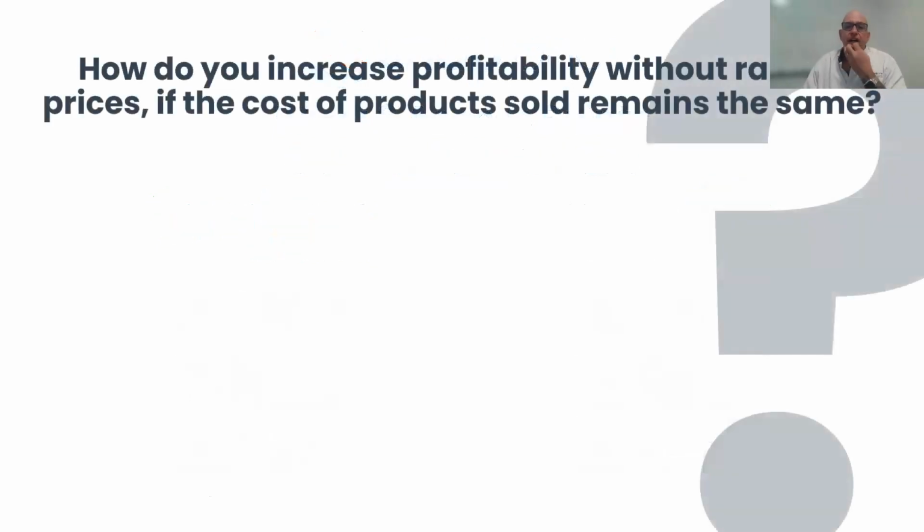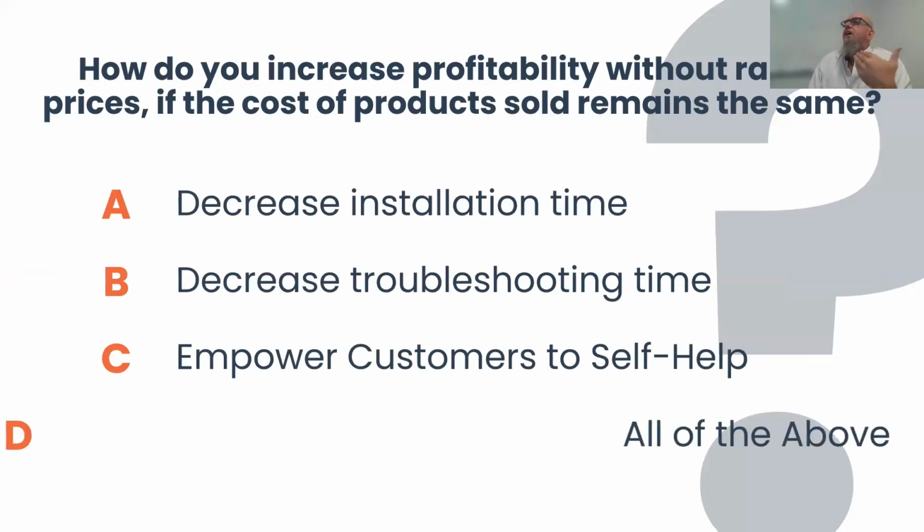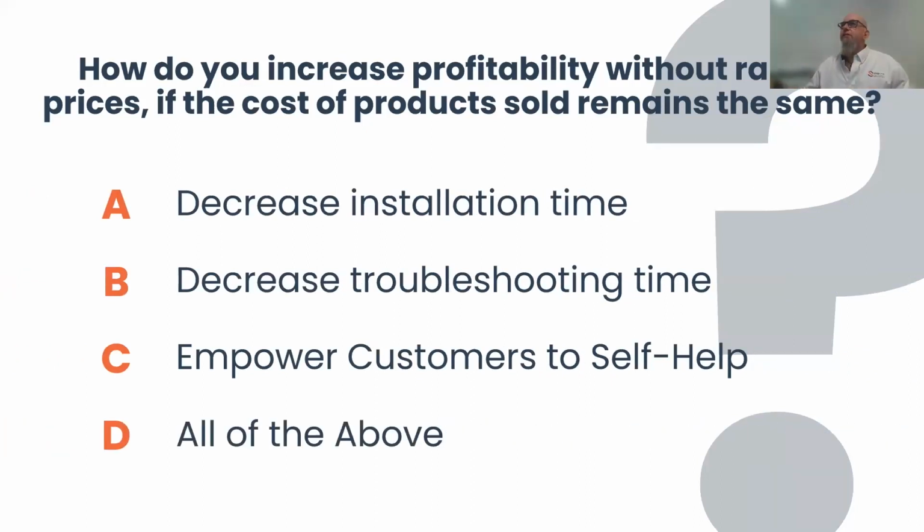Okay, let's change directions a little bit. How do you increase profitability without raising prices if the cost of products sold remains the same? So we're selling things for the same price, but how do we increase profitability? Well, I think it's really all the above. If we can decrease installation time, decrease troubleshooting time, and empower our customers to self-help, we've decreased the amount of time we've got invested in a project, but we made the same amount of money.